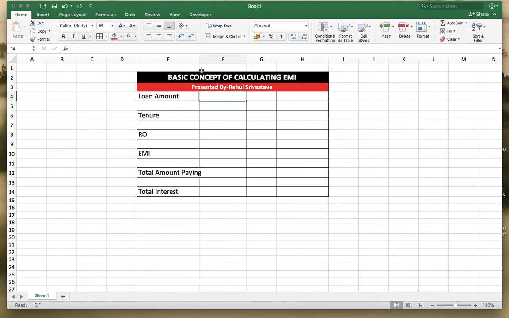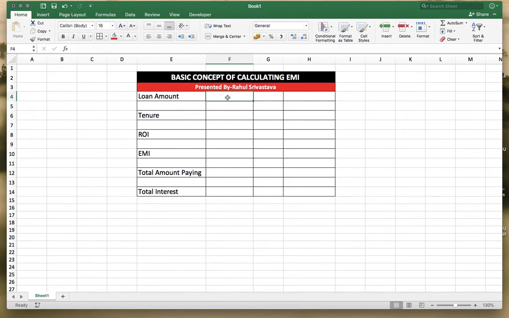Suppose the customer comes to you for a car loan and he asks you, sir, I want a loan for 7 lakh rupees. So the principal amount we'll be typing here as 7 lakh rupees. Now tenure, obviously we all know that for car loan it is maximum 7 years, that is 84 months. So either you can write 84 months or you can write 7 years. Here I'll be going ahead with 7 years. Rate of interest, suppose it is 9% per annum. What would be the EMI?